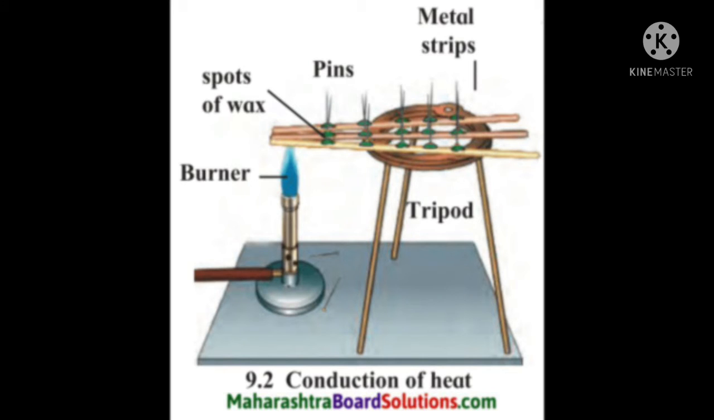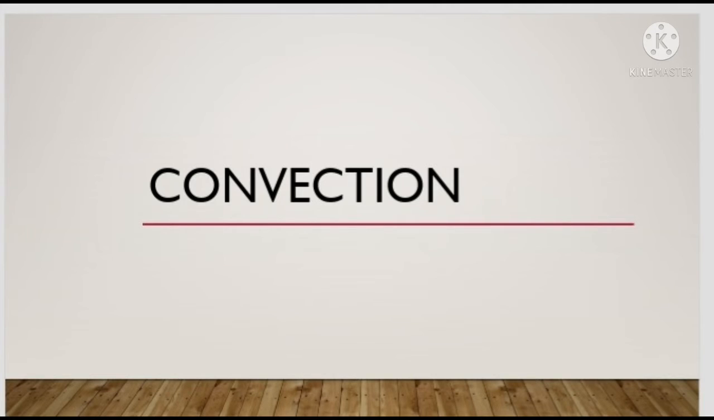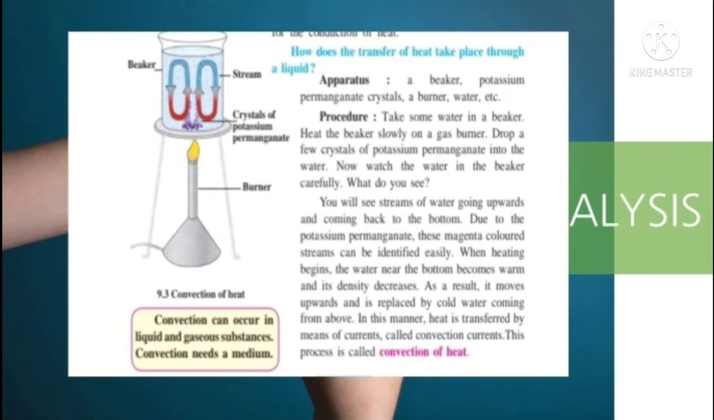It means that transfer of heat takes place from the hot end of the bar to the cold end. This transfer of heat from the hot part of an object to the cold part is called conduction of heat. The pins on the copper bar start falling first. The pins on the steel bar fall comparatively late. Heat is conducted quickly through the copper. Conduction of heat through a substance depends upon the property of that substance. That conduction of heat takes place through solid substances shows that a medium is required for conduction of heat.